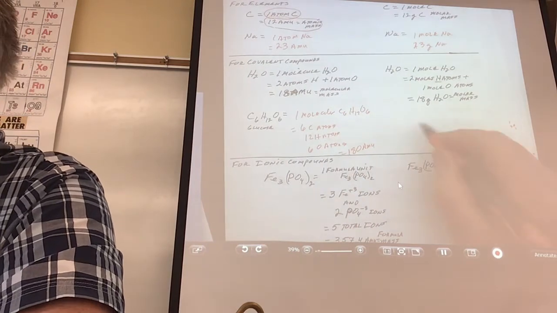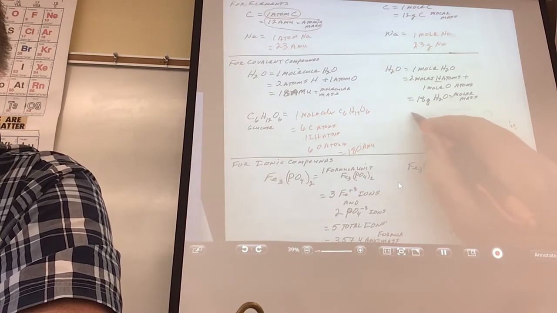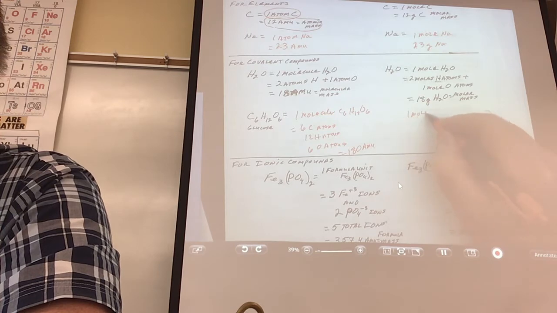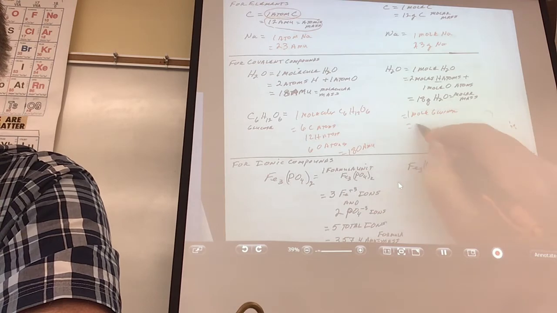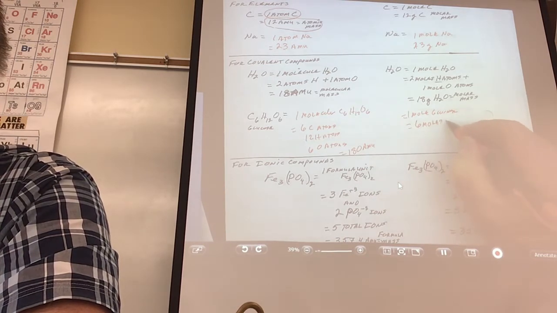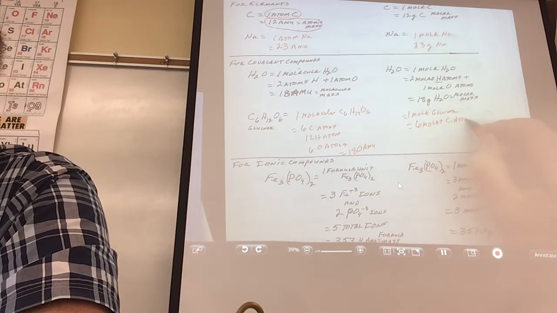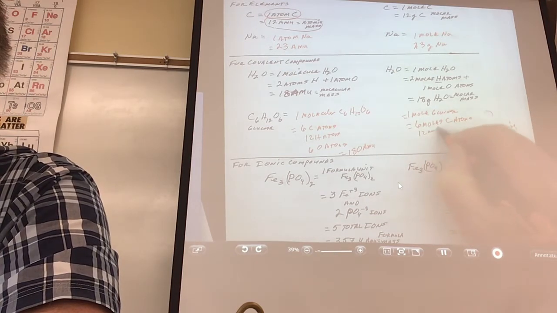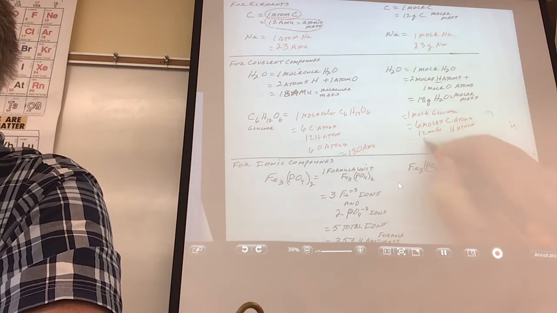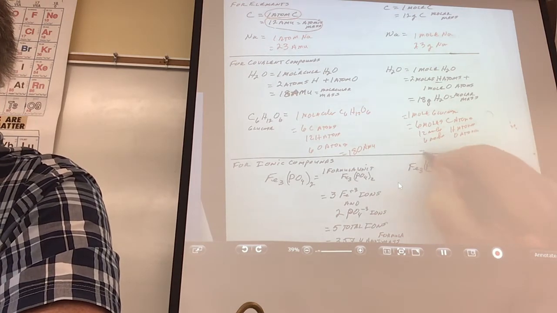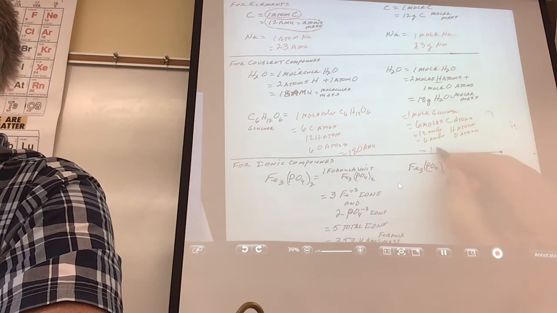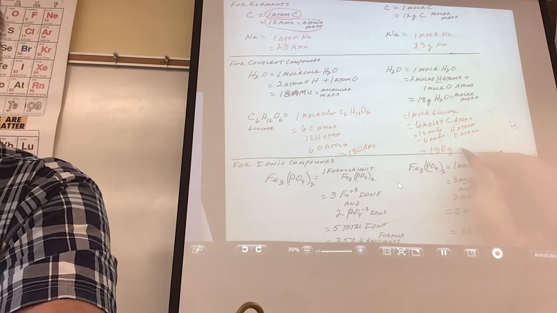All right, take me over here, Clayton. Here we'll have 1 mole of glucose equals 6 moles of carbon atoms, 12 moles of hydrogen atoms and 6 moles of oxygen atoms. Wait a minute, you're ahead of me. What else does it equal? And then that equals 180 grams of glucose. Yes, and that's the molar mass, isn't it?